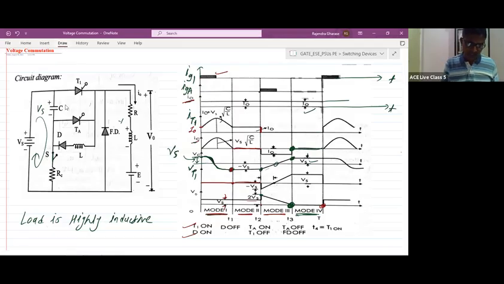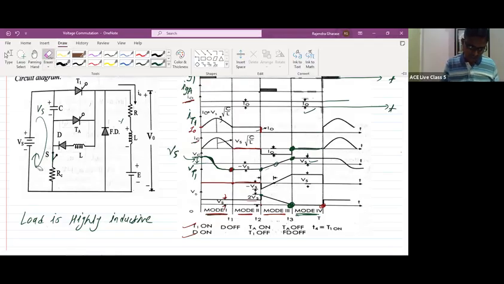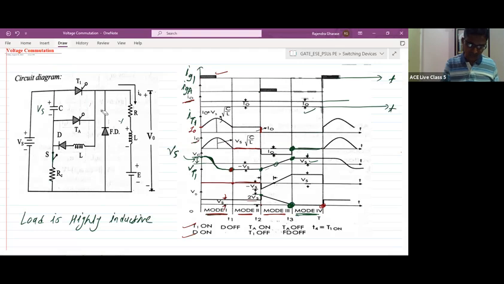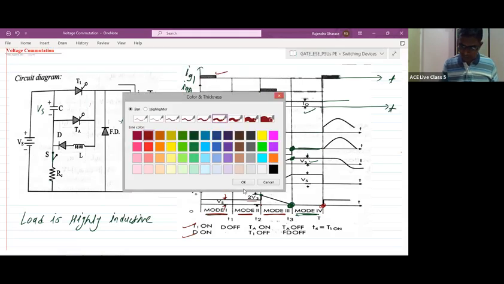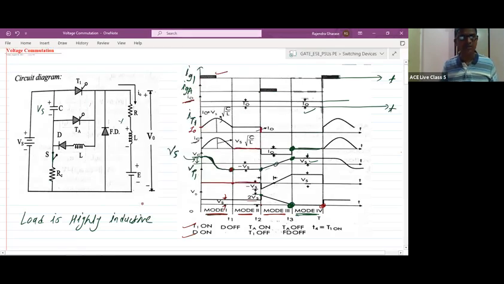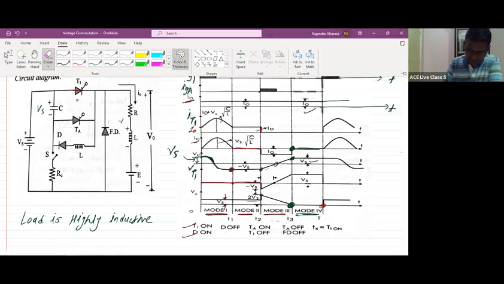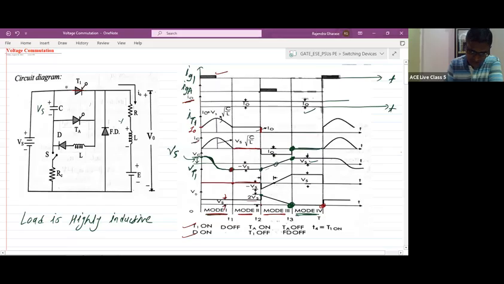Next, at t equal to 0, we apply the gate signal to thyristor T1. So thyristor T1 turns on. Next, we are turning off the main switch. When T1 turns on, the capacitor goes on discharging through T1, the inductor, the diode, and again back to the C.